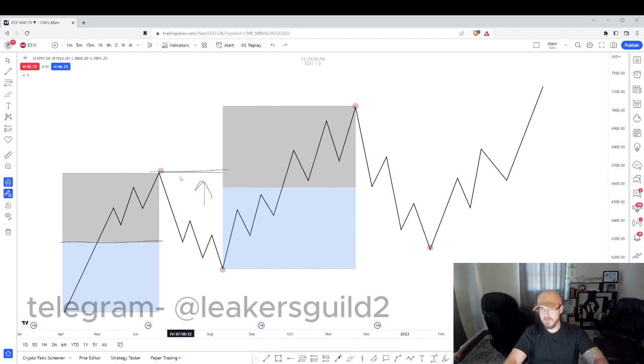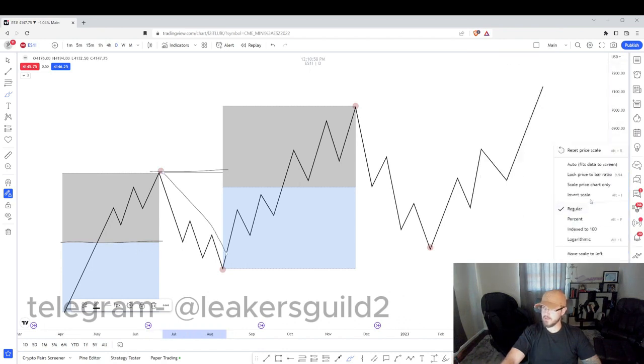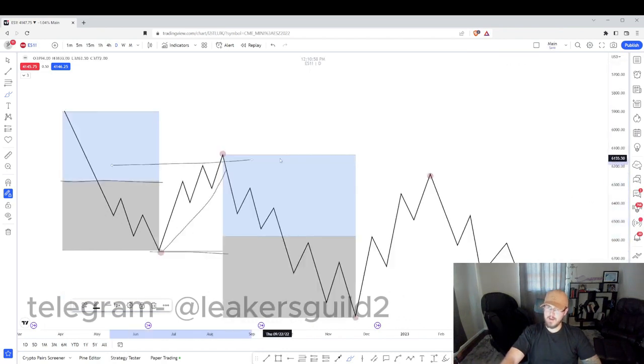So whenever we're looking at retracements, which is going to be when we're coming back down to our discount, or if you're bearish, you're going to be going back up to a premium.